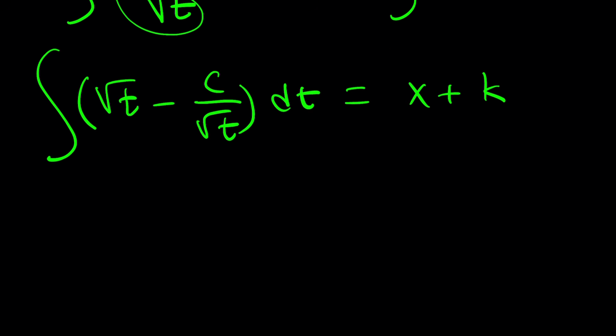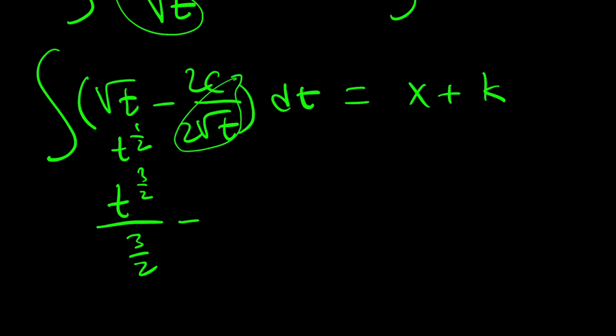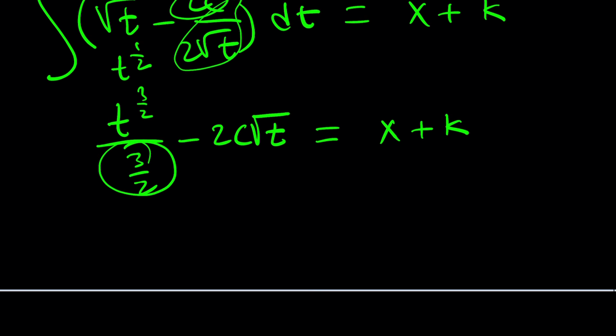Now, when you integrate t to the power 1/2, you're going to get t to the power 3/2 divided by 3/2, which is going to be 2/3, minus, for this one, let's just go ahead and multiply the top and bottom by 2. And that's going to give you, if you integrate this, 1 over 2 root t, it's going to be root t. With the 2c, hopefully you can see what I see, times the square root of t. And of course, that's going to equal x plus k. Now let's go ahead and bring this constant over here as 2/3.